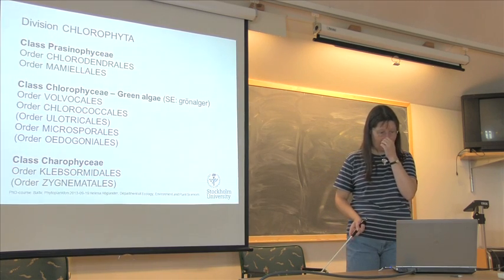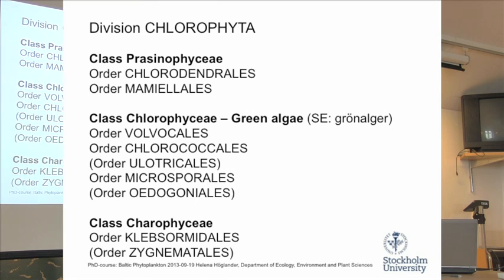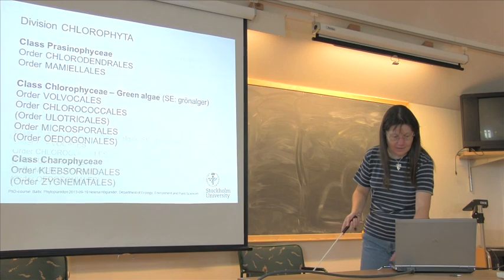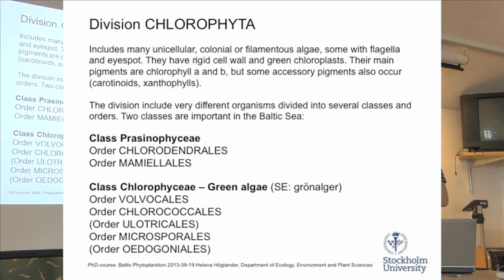And then we have the Chlorophytes, another group where the green algae are a part of that. And we have 3 different classes of this group. We have the Chrysophytes, then we have the Chlorophytes with the green algae, and the Cryptophytes. So, more to show the diversity of the Baltic phytoplankton.